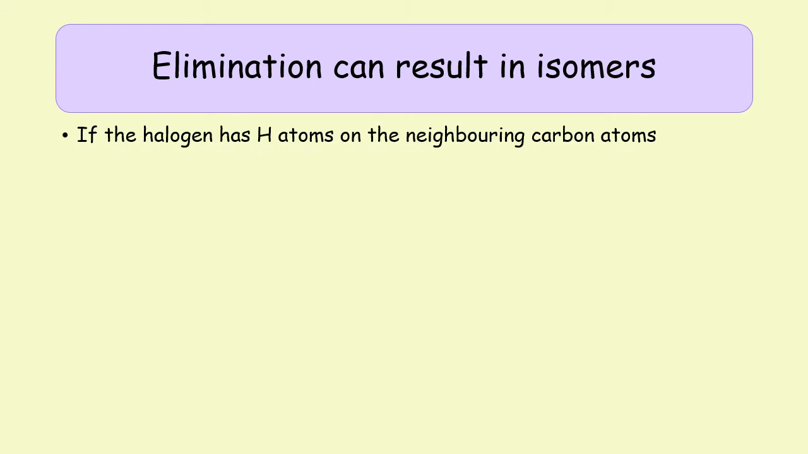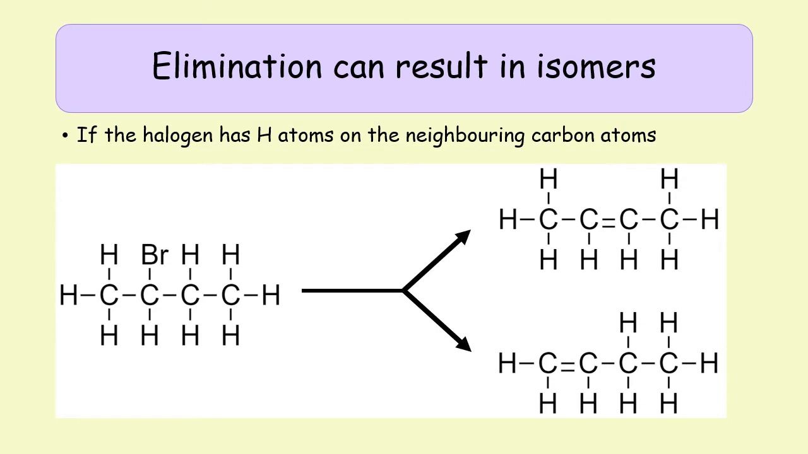Now, because of the position that a halogen might have, sometimes there are two possible products which can result in the formation of isomers. So for example, here we've got 2-bromobutane. We can remove hydrogen from the left-hand side of the bromine or from the right-hand side of the bromine, which will result in either forming but-2-ene or but-1-ene, depending on the particular hydrogen that has been removed.